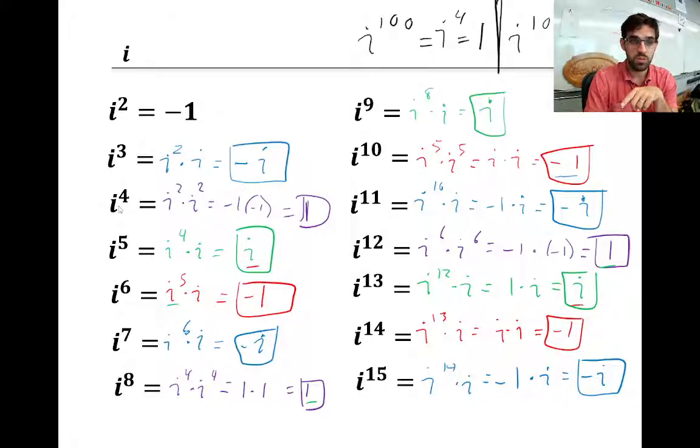Notice every multiple of 4 is just 1. i to the power of 4 is 1, i to the power of 8 is 1, i to the power of 12 is 1, i to the power of 16 would be 1. And so if you know the pattern, and you know your multiples of 4, you can just count how many beyond that pattern we are, and determine if it's 1, i, -1, or -i.